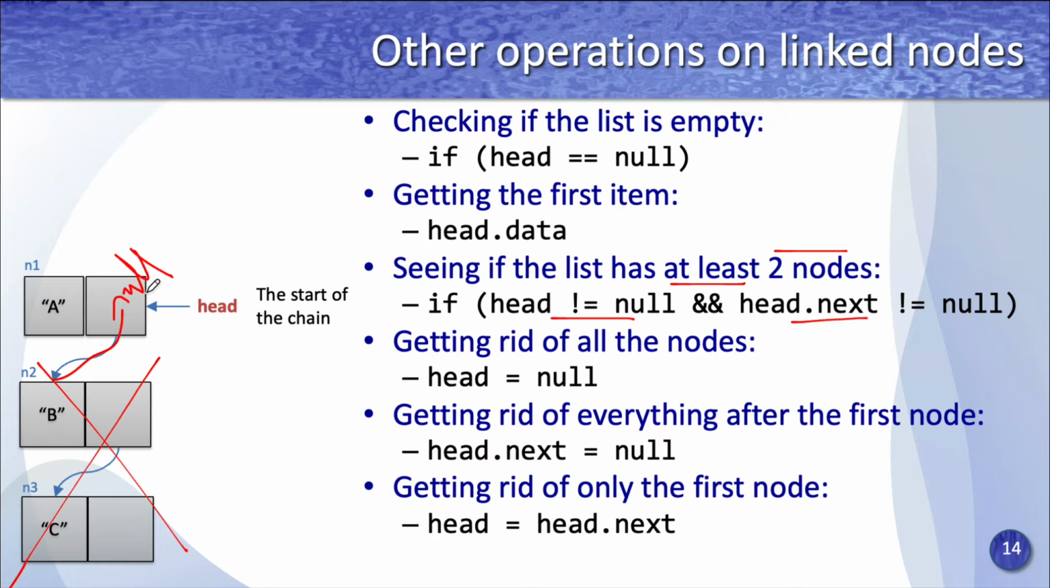To get rid of only the first node, notice that this is very cool. You can simply say head equals head.next. So instead of head pointing here, it'll simply point at B. This will be the starting node now on the linked list, and this node will be automatically garbage collected by the garbage collector. So these are special cases and convenient one-liner operations, and this is something for you to keep in mind or memorize so you can use these whenever needed.